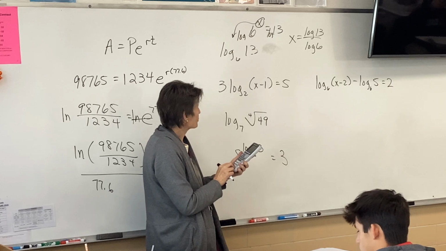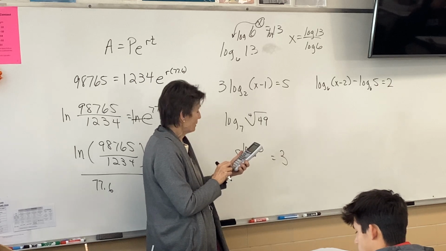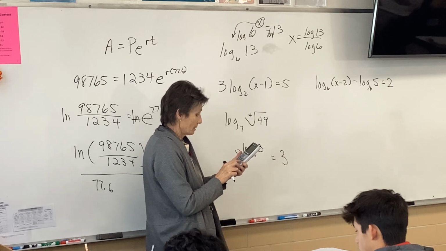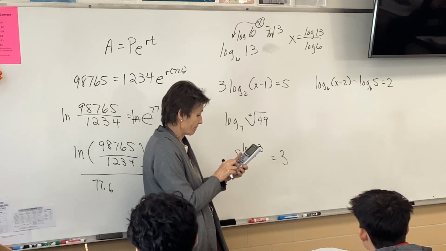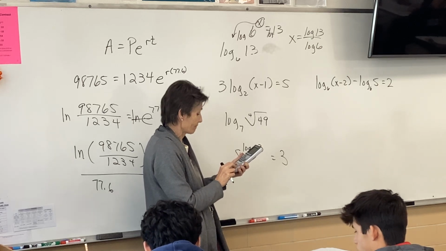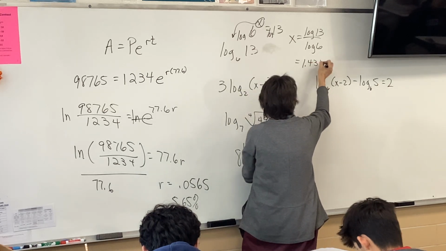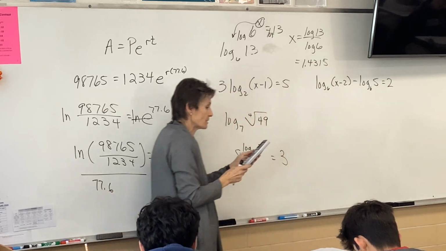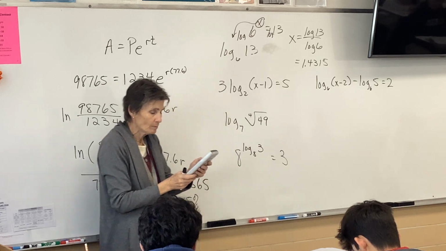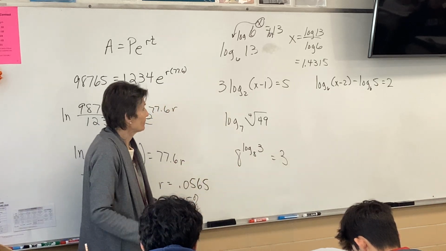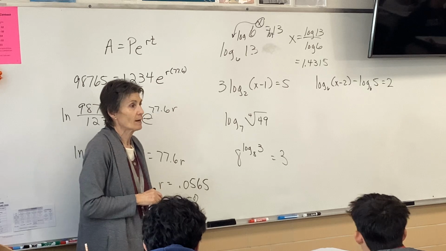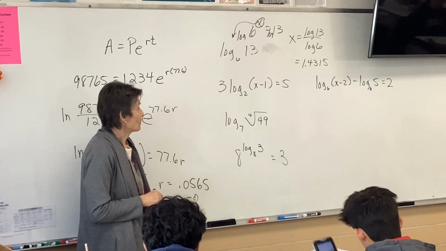There are no rounding instructions, so I got 1.4315. If I rounded to 10,000, that would be 1.432. If we rounded to 1,000, I don't know how we're gonna round. We're gonna round somehow. Okay.